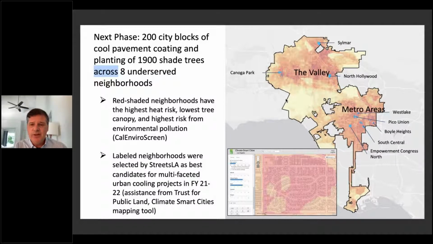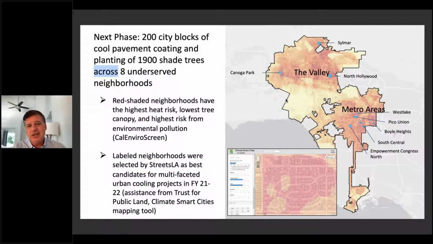And we came up with a program to apply cool pavement coating on 200 city blocks across these 8 neighborhoods and plant 1,900 shade trees, including 600 that would involve cutting new tree wells where currently there's just a concrete sidewalk. And we were able to identify the $4 million needed to apply the cool pavement coating and $2 million of the $4 million that we need to plant and water the trees.